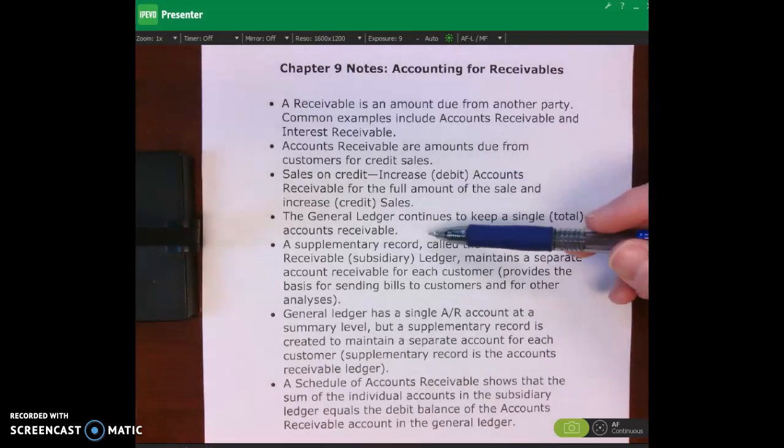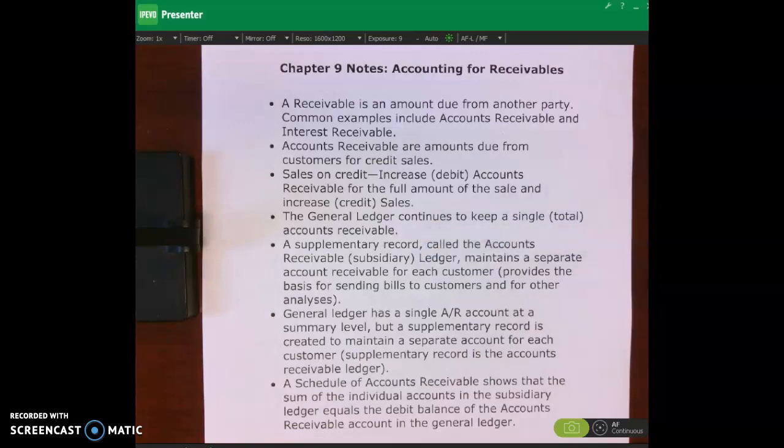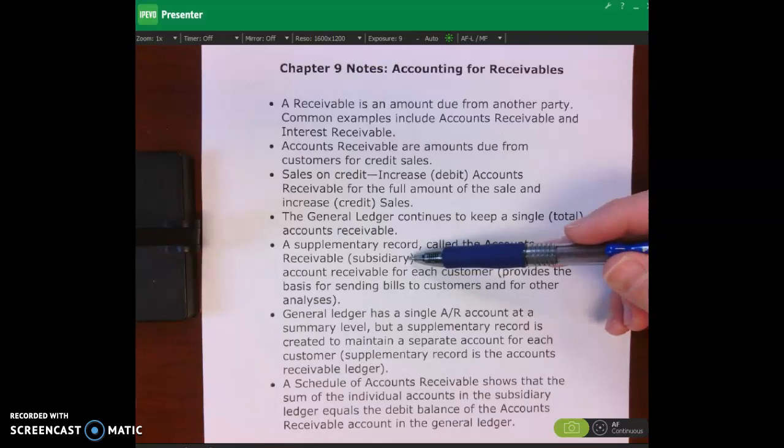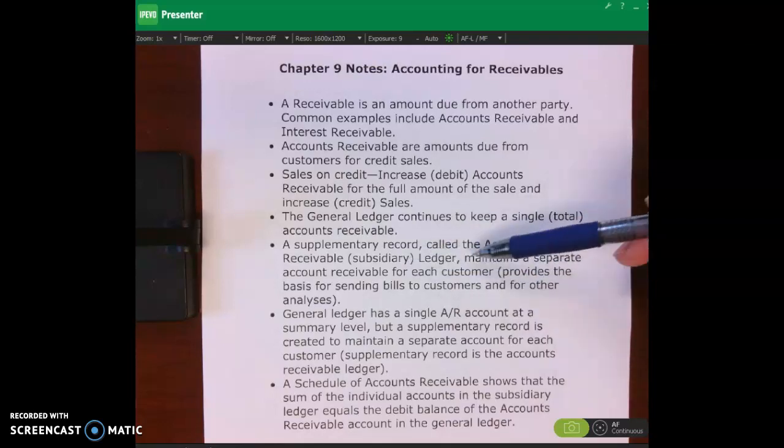So we keep track of that in a supplementary record called the Accounts Receivable Subsidiary Ledger. And in the subsidiary ledger, we maintain a separate accounts receivable for each customer. So what we would have is Joe, Sally, Anna, Jennifer, so on and so forth, Paul, Kristen, Lexi, Robbie.